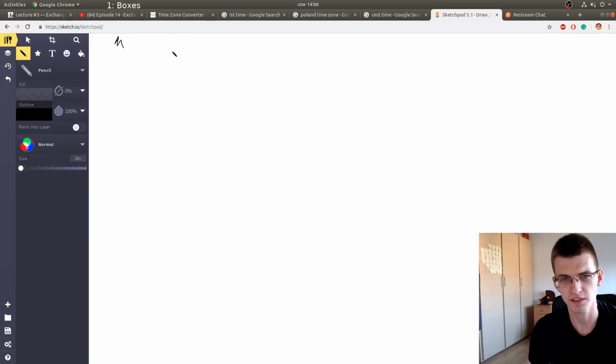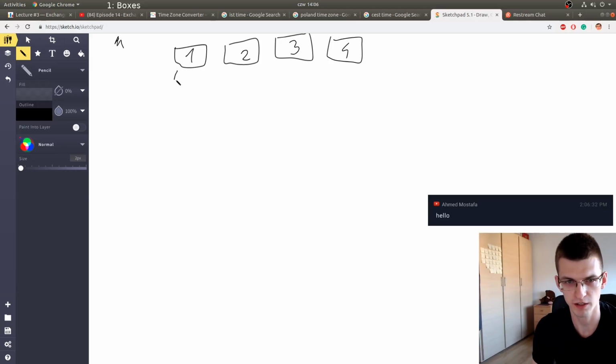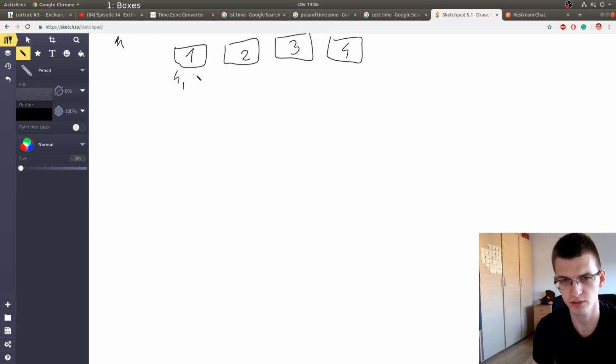So we're given a set of boxes in this problem. There are a few boxes. Let's number them. 1, 2, 3, 4. And each has some weight. For example, let's say weight 4 and strength or durability 9. So this is weight of I, and this is strength. So each one has some weight, some strength.